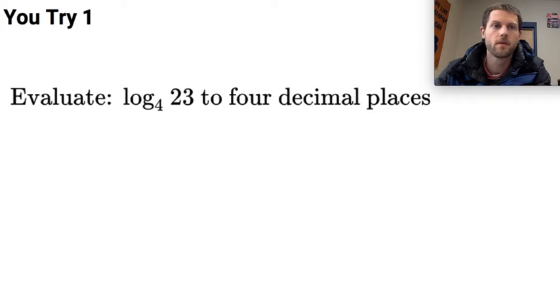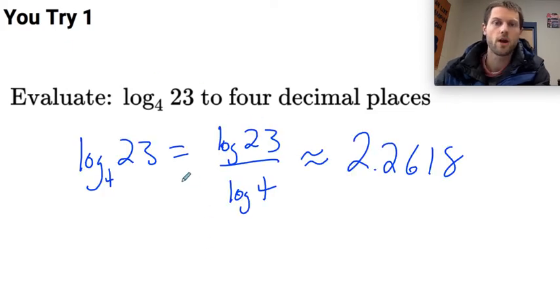All right, and here's my answer to the first you-try problem. Hopefully it went well.